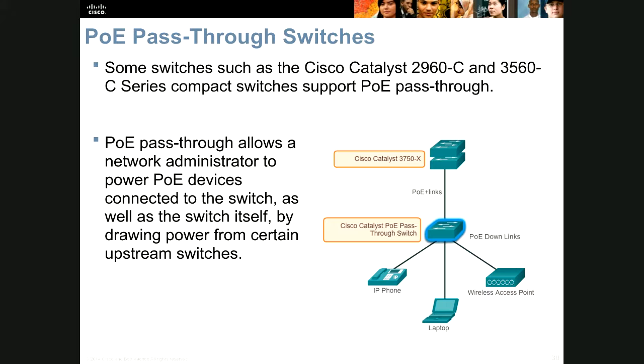Some switches have a feature called pass-through, where a switch that has power over Ethernet can pass that power through a switch that's in the middle of this diagram. He doesn't actually provide power, but he allows power to pass through from the more expensive switch upstairs from him to the devices that need this power, like IP telephones, wireless access points, and surveillance cameras.